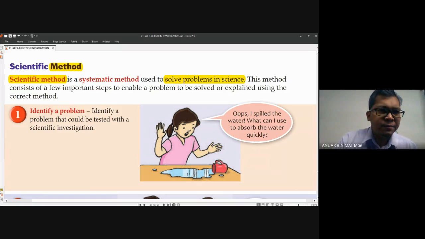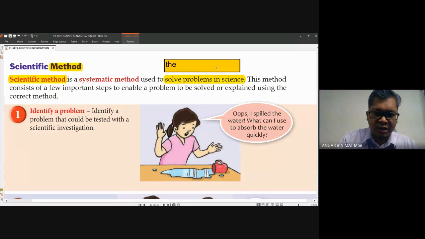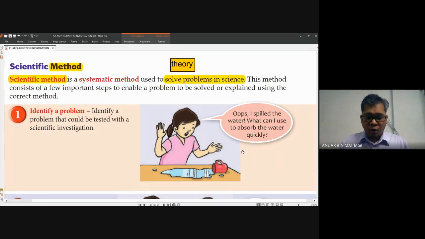What is theory? Because sometimes, class, when you already do the experiment, you already follow the scientific investigation, you try to investigate what happened. And then sometimes the answer or the explanation is not conclusive. Okay. Maybe the evidence that we have is not strong. So they will develop a theory.